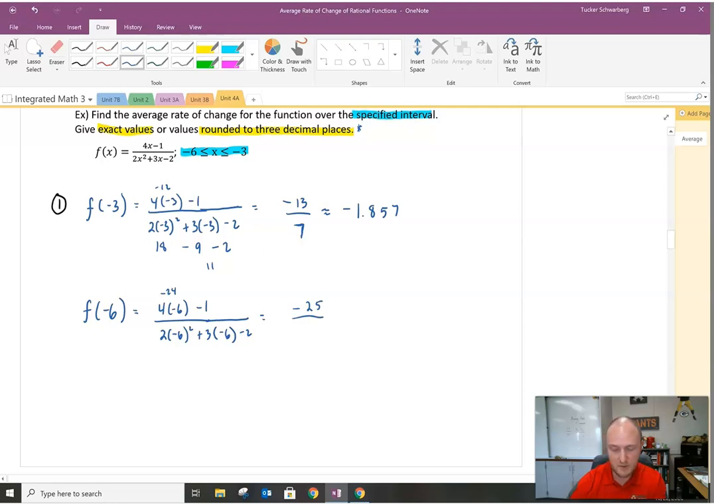Over -6 squared, that's 36. Times 2 would be 72. Okay, minus 18 minus 2. So that's subtracting 20. So it looks like we have 52. Okay, so -25 over 52.